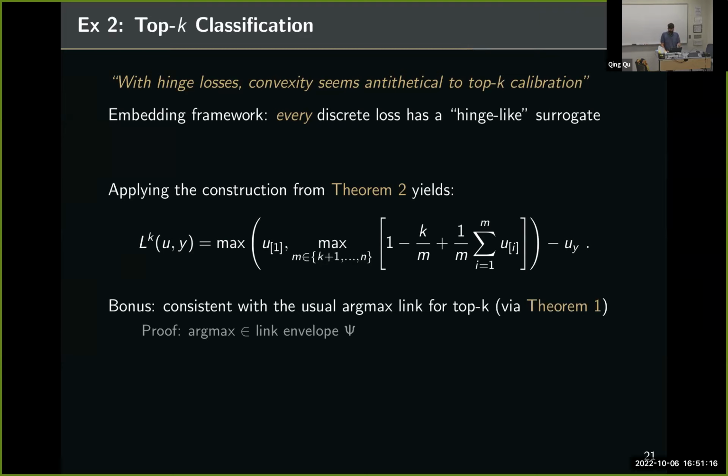What's also interesting about this particular example is that usually in top K classification, you use an argmax link. You score each of the possible labels, and then you take the top K of those. You would hope that same link would work here, but our construction does not at all guarantee that. It just says there's some link and shows how to construct one. But you can use that construction to verify that indeed the argmax link you would hope for is contained in the link envelope. So it is a consistent link, even for this new weird surrogate.